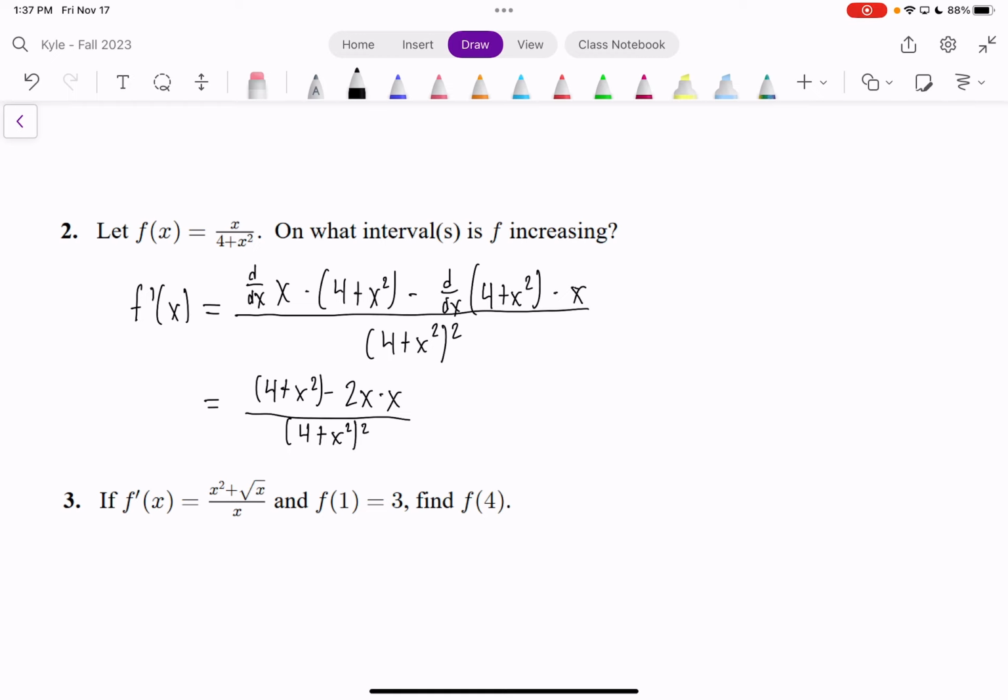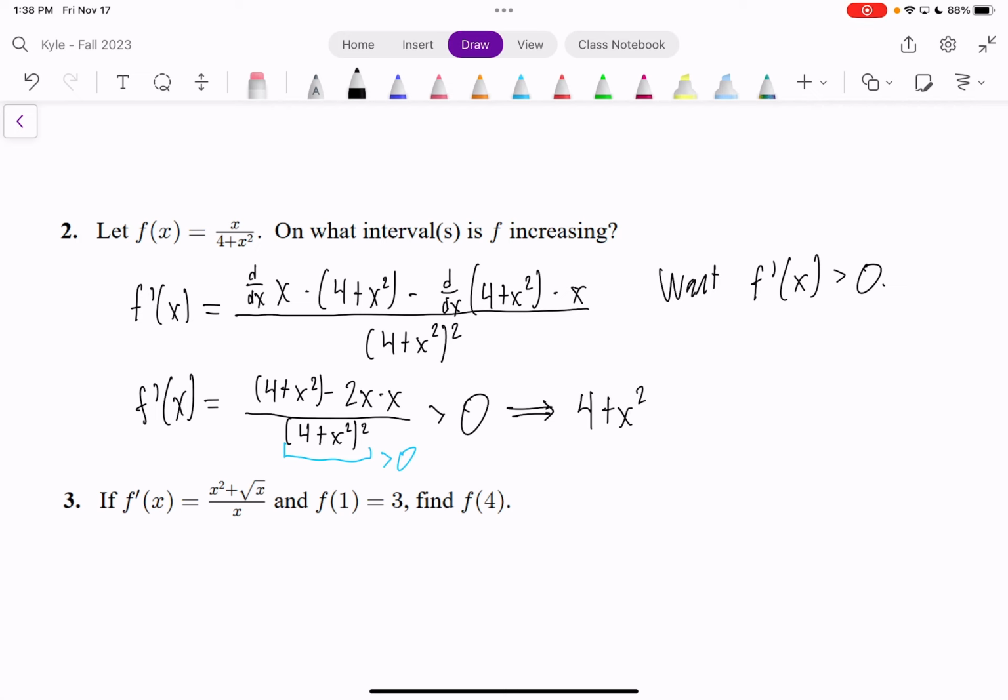Now we want f prime of x to be bigger than 0 for it to be increasing. So we're going to check the places where this whole function is bigger than 0. We know that the denominator is bigger than 0 already because it's the square of something else, so we can ignore it. So we'll consider 4 plus x squared minus 2x squared, which is equal to 4 minus x squared.